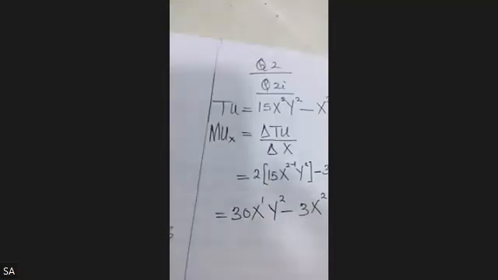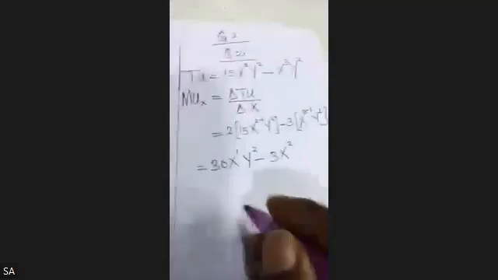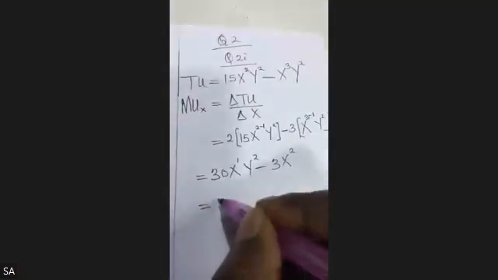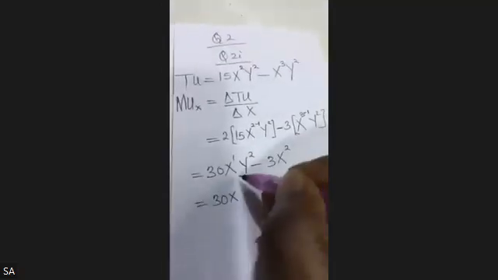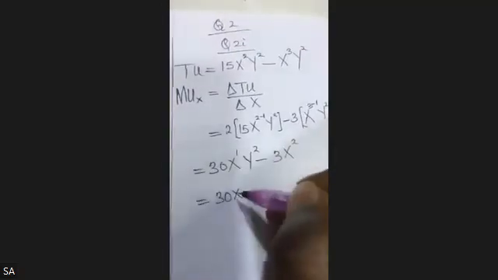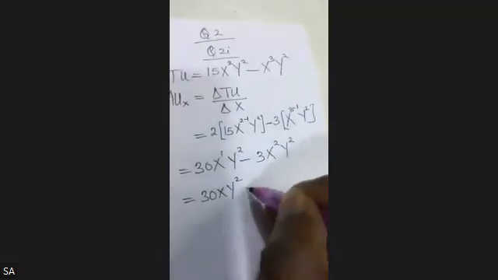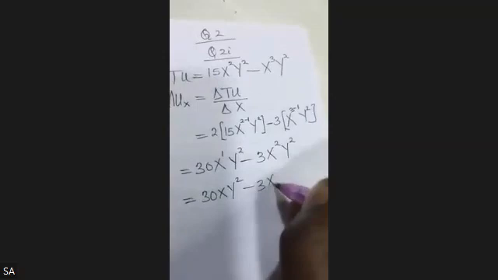Okay, let's go there. So this will give us 30x. Don't put the 1 again because 30x is the same thing as 30x raised to power 1. So 30x y squared, oh sorry, this is y squared, yeah. So minus 3x squared y squared. We are done with marginal utility of x.